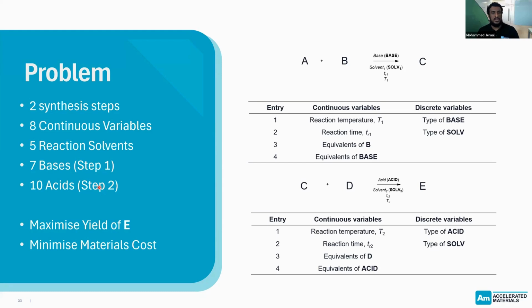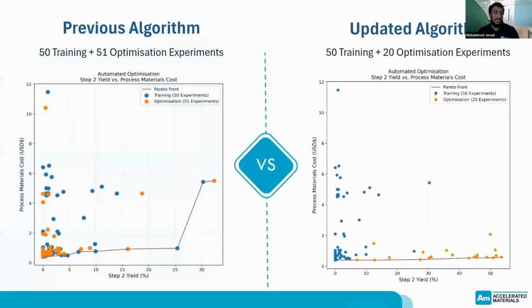And even if you do find that combination, you then have to make sure that all of the continuous variables are in their right ranges in order to get yield. And this was just for step 1. So it was a very challenging reaction to optimize.